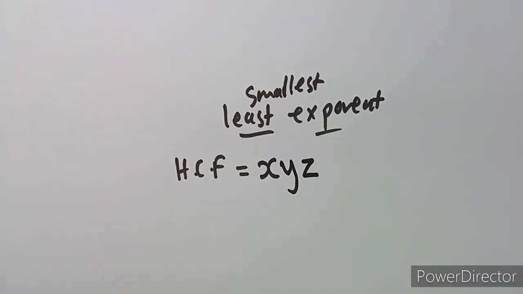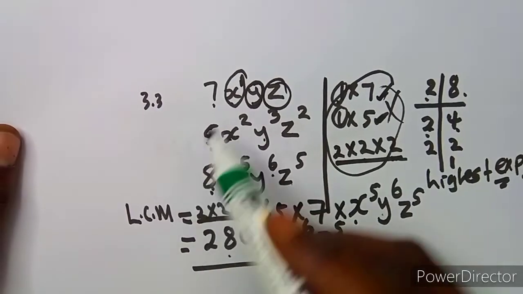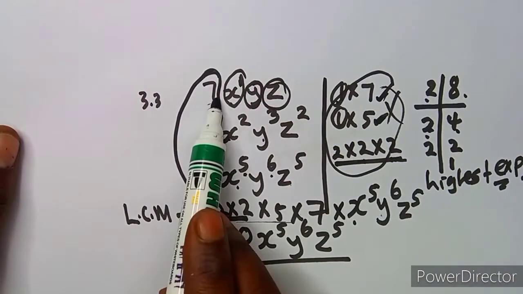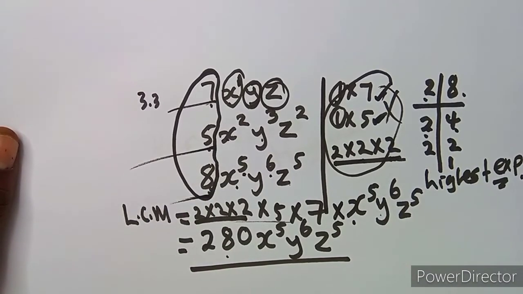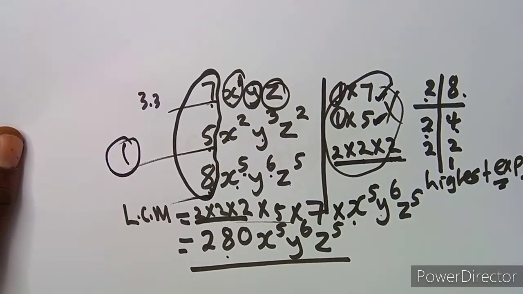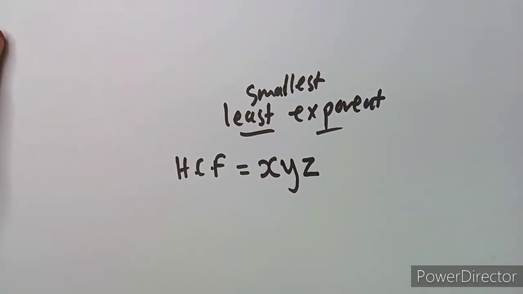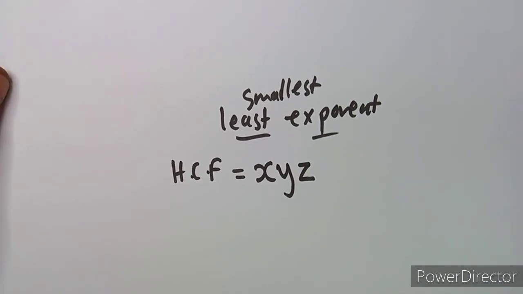That is your HCF. So in terms of numbers, we do not have any number that is common here. There is no factor of 7 which is a factor of 5, which is a factor of 8, unless you're talking of 1. So 1, you can't write 1 there. So you just leave it like that. So that was the idea there. HCF is supposed to be common throughout, and you take the one with the smallest or the least exponent.